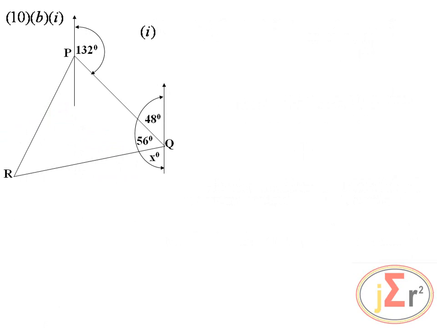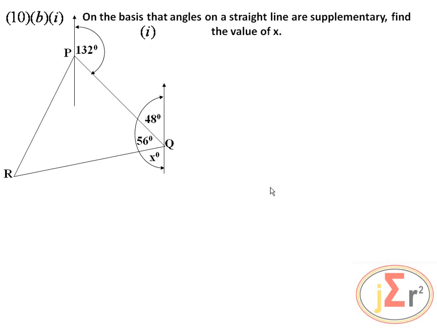This is our problem, and of course we know exactly, just by looking at the diagram, we can tell that it has to be related to bearings. Here we have our north line, here we have our north line. On the basis that angles on a straight line are supplementary, find the value of x. We are asked to find the value of x right there.